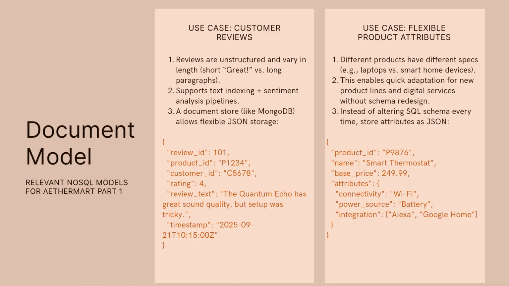So this provides a flexible structure. There is no need to redesign the schema for every new product type. We can simply put the data related to one particular product in one document, and that's it.